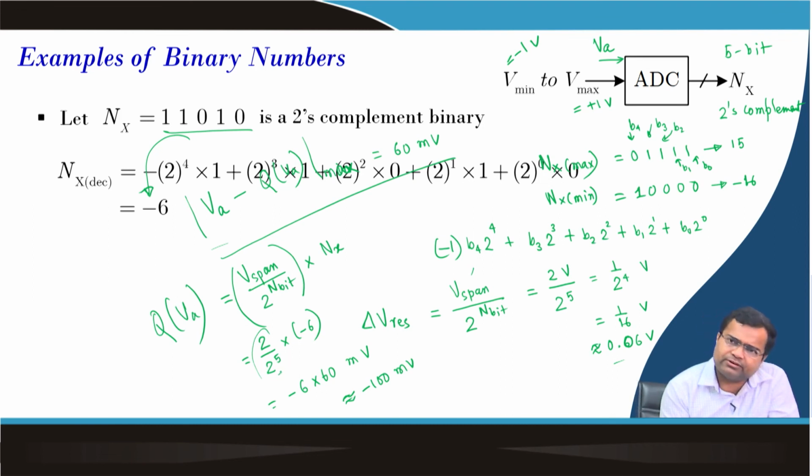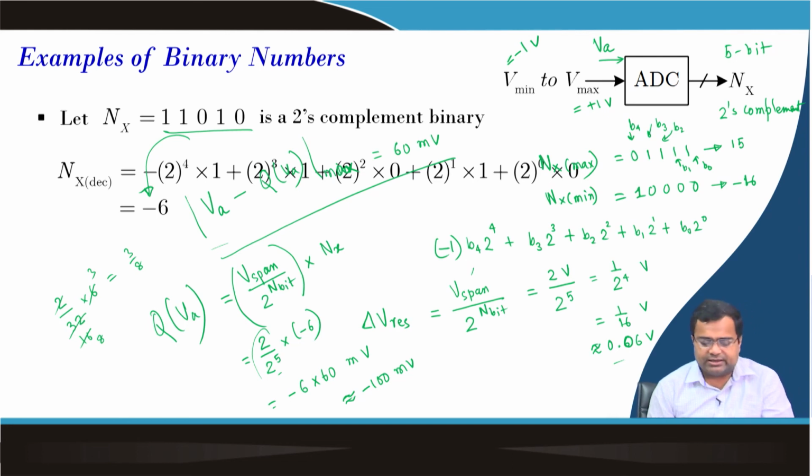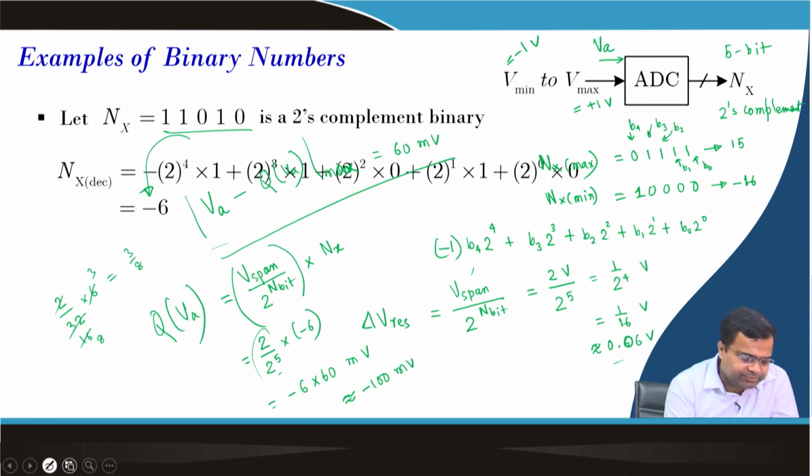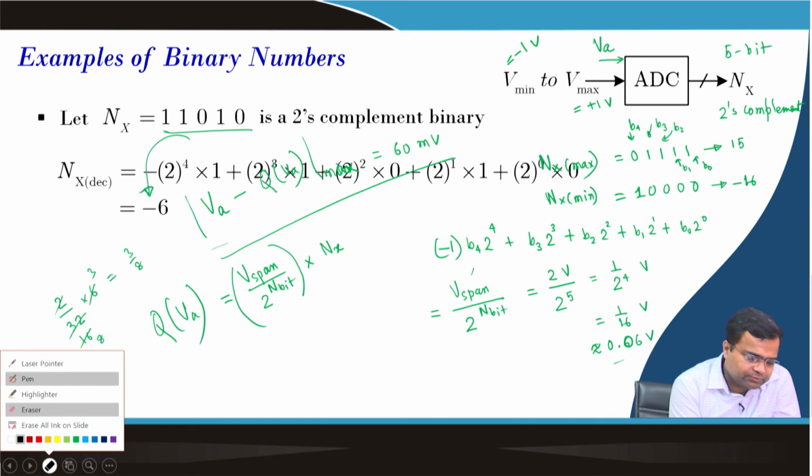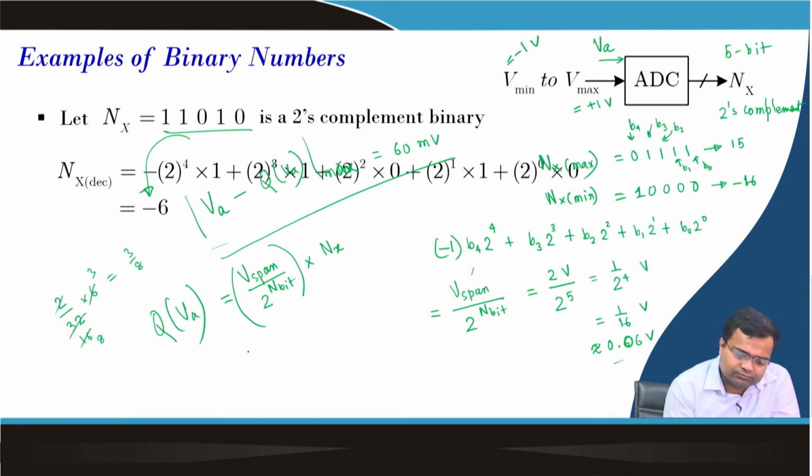2 to the power 5 is 32. So, it is 2 by 32 into 6, which is 2 16, then 2 8 3. So, 3 by 8, sorry, it should be 3 by 8, which means for this particular case, it will become minus 3 by 8 volt.